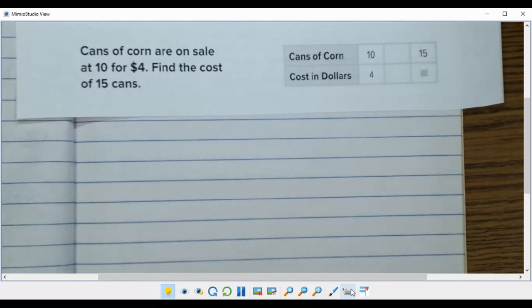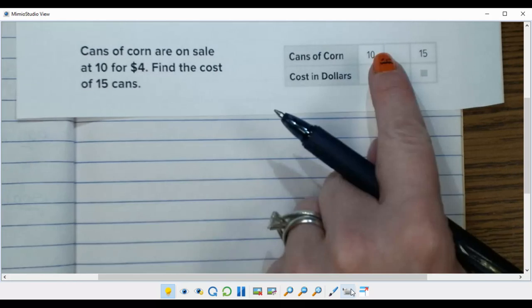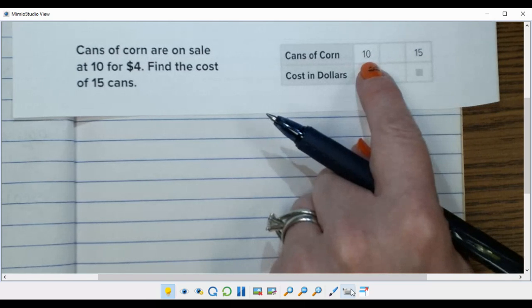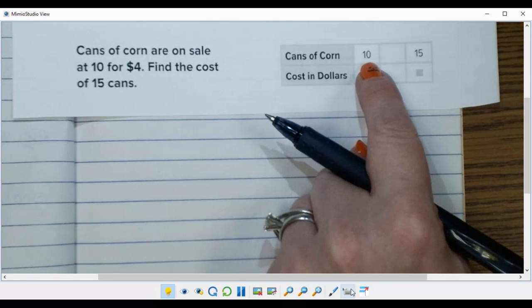Cans of corn are on sale for 10 cans for $4. Find the cost of 15 cans. And look at that. Our table is already set up for us. Now, can I go from 10 to 15? Is there a number that I can multiply? 10 times 1, 10 times 6?